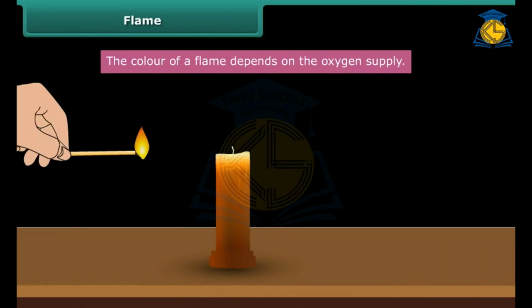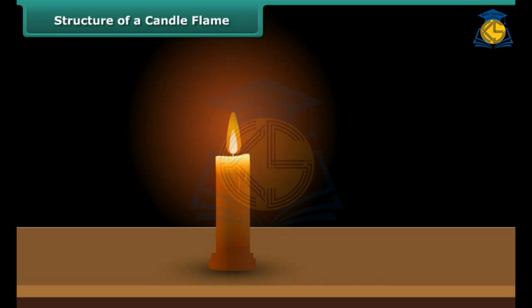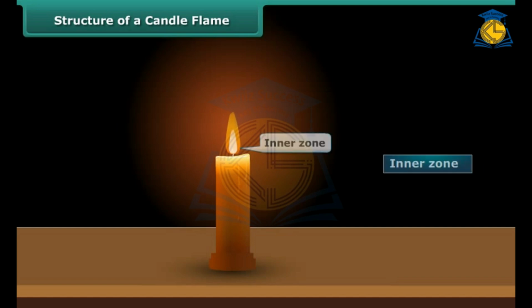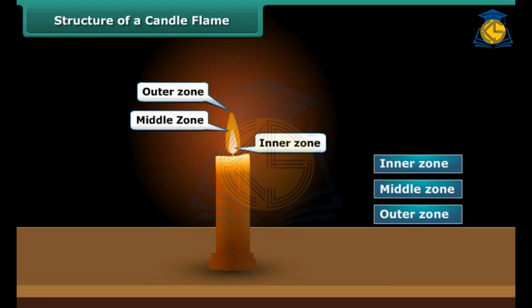When we burn the candle with a matchstick, the heat of the matchstick melts and vaporizes wax, which rises through the wick and forms the flame. A candle flame can be divided into three regions: inner zone, middle zone, and outer zone.